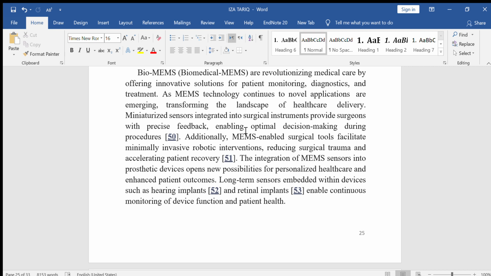Miniaturized sensors integrated into surgical instruments provide surgeons with precise feedback, enabling optimal decision making during procedures. Additionally, microelectromechanical system-enabled surgical tools facilitate minimally invasive robotic intervention, reducing surgical trauma and accelerating patient recovery. The integration of microelectromechanical sensors into prosthetic devices opens new possibilities for personalized healthcare and enhances patient outcomes. Long-term sensors embedded in devices such as hearing implants and retinal implants.